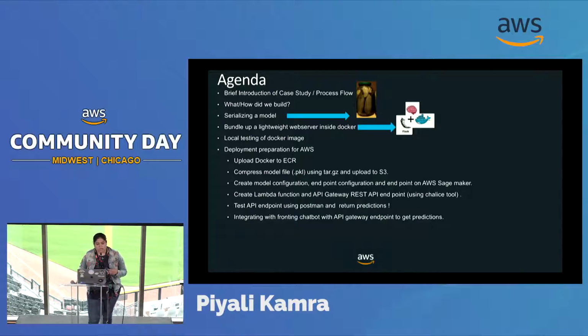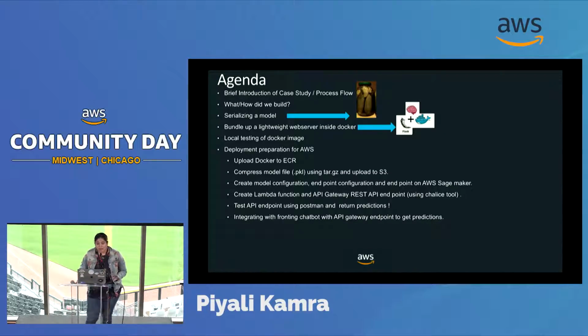Then I'll show in the demo how we went about creating the model configuration, the endpoint configuration, and the endpoint. Finally, it's a recommended way in the Amazon documentation to create a Lambda function which will point to this SageMaker endpoint and expose this Lambda function via API Gateway.